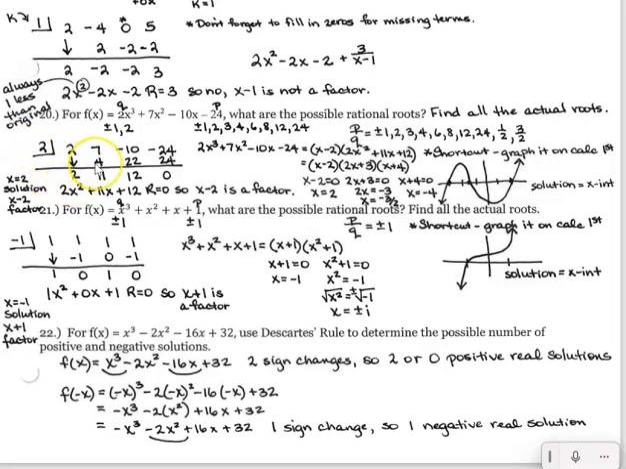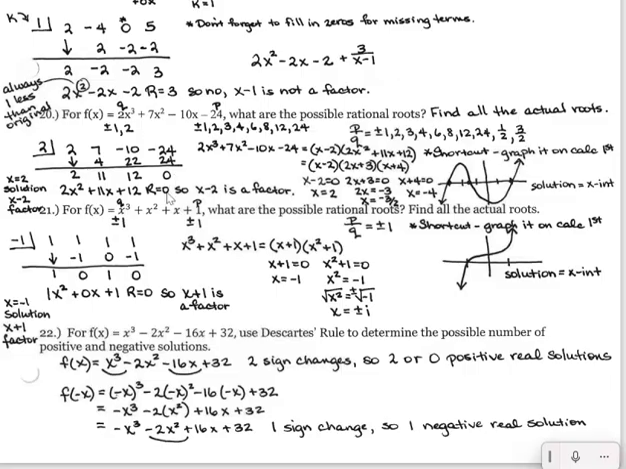2 times 2 goes in our next column. 7 and 4 combine to be 11. 11 times 2 goes in our next column. Negative 10 and 22 combine to be 12. 12 times 2 goes in our next column, and that combines to be 0. And it should be 0 because remember that if it's 0, that means it's a factor, it's a solution, it's a root, it's a 0 of the function. And that's what we got by looking at our graph as well.